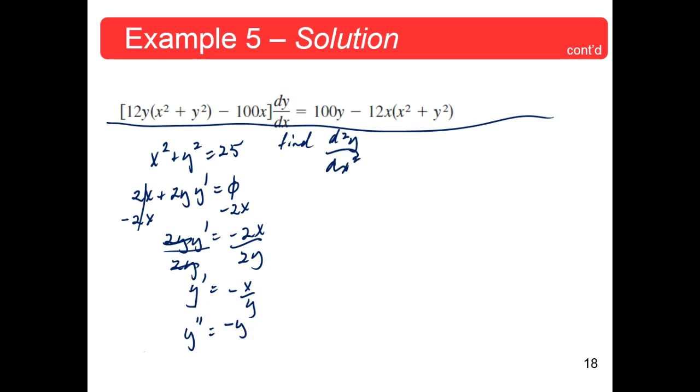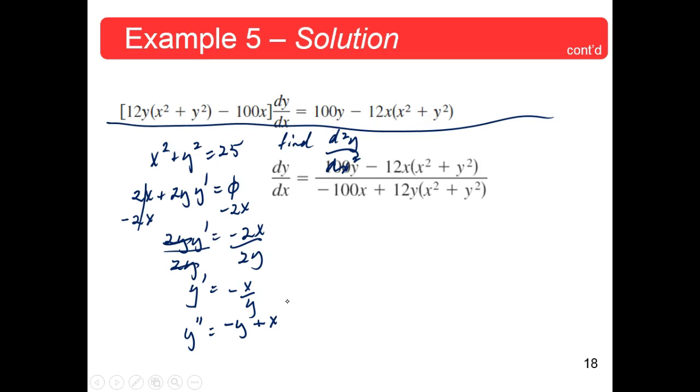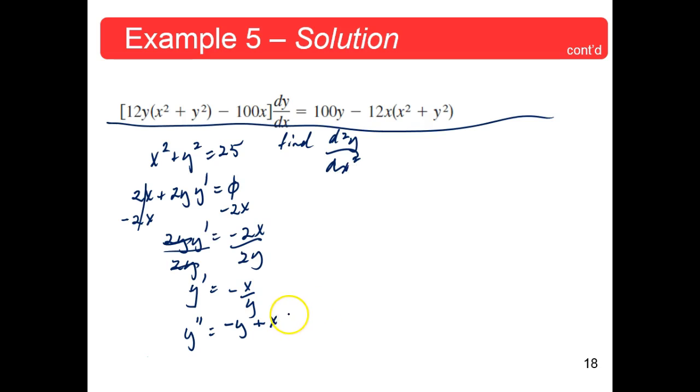And then again, you don't like your signs, do you? Next, it's going to be a minus. Actually, it's going to be a plus. Plus x times y prime, divided by y squared.